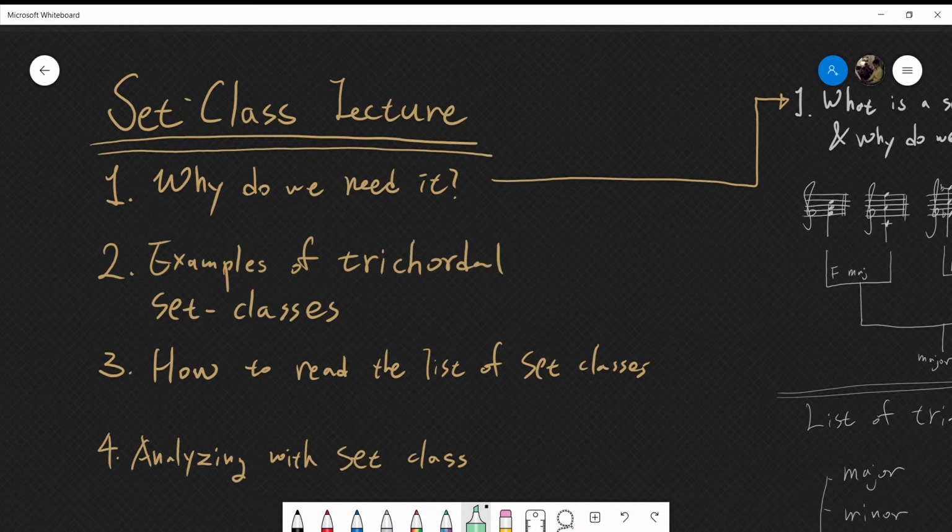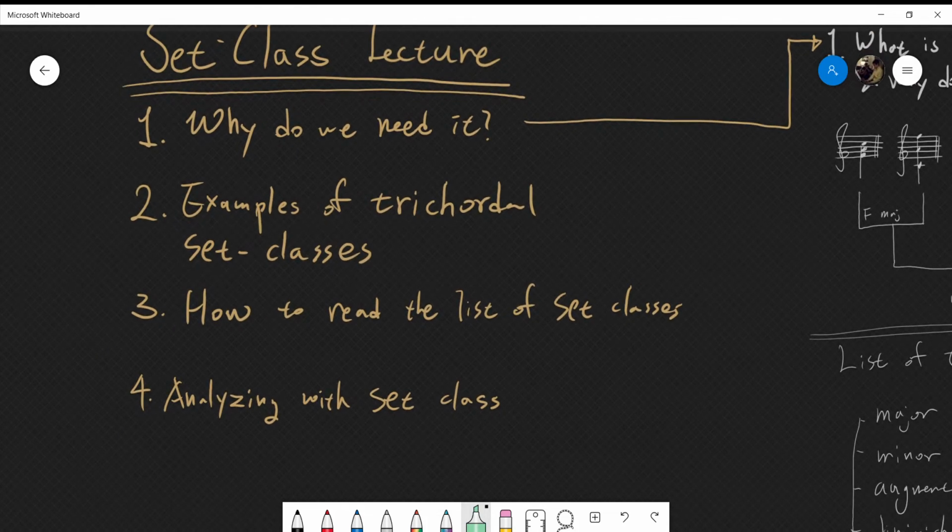Hello guys, today we'll talk about the set class. A set class is, we're going towards the last steps towards our post-tonal, atonal music analysis. And in the set class lectures, we will talk about what it is and why we need it. And then we're going to talk about examples of trichordal set classes. Trichordal means three notes, any grouping of three notes.